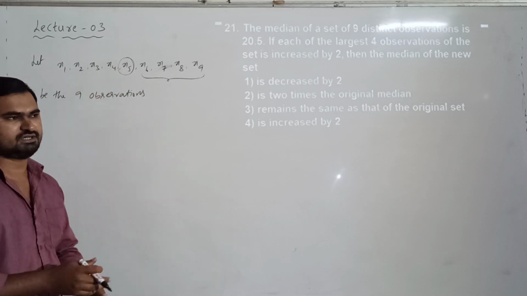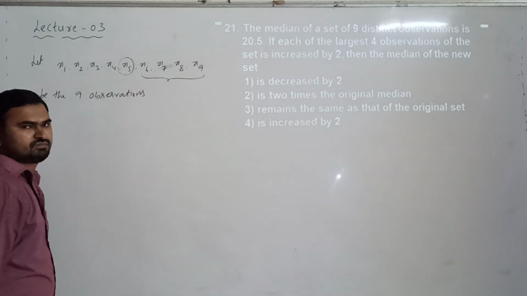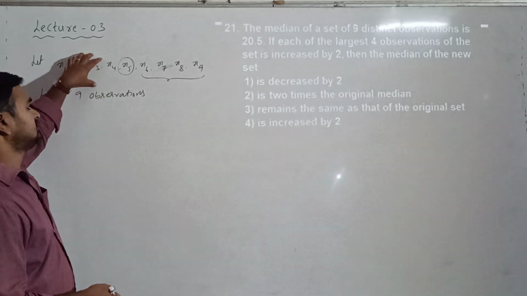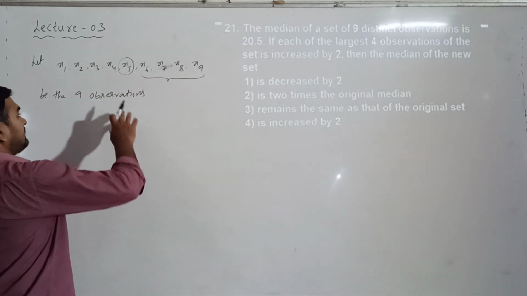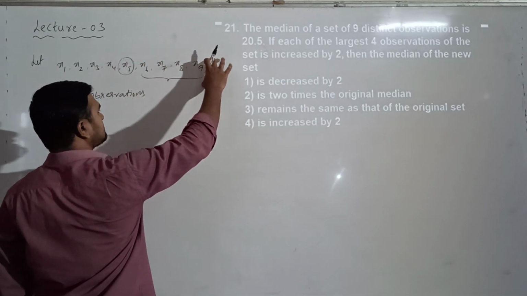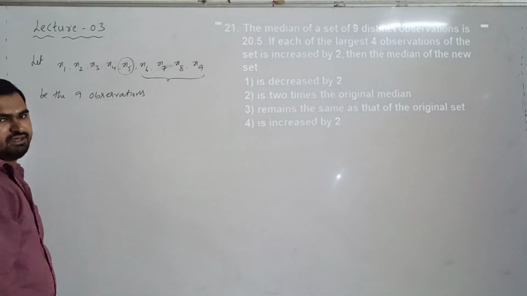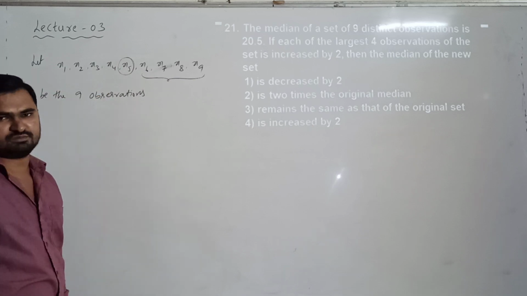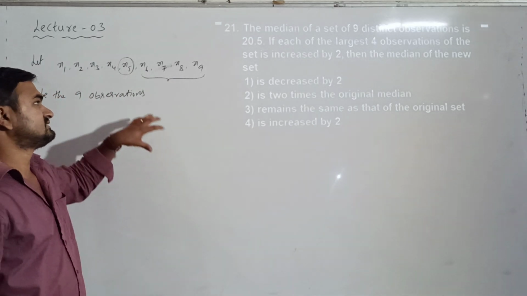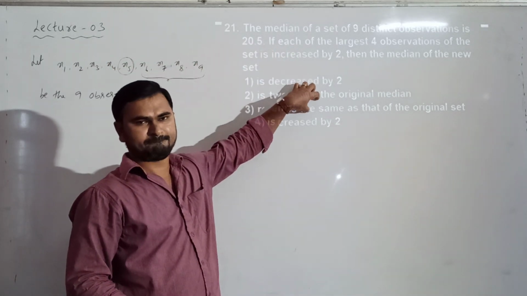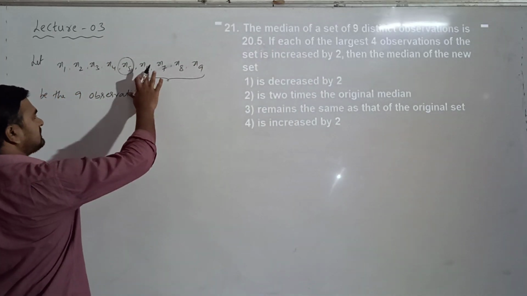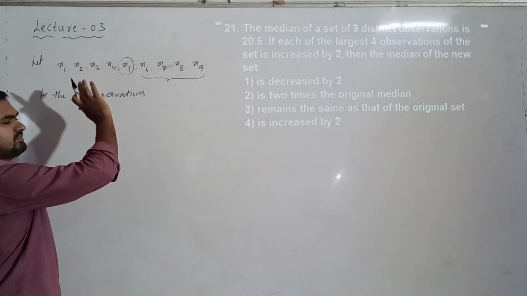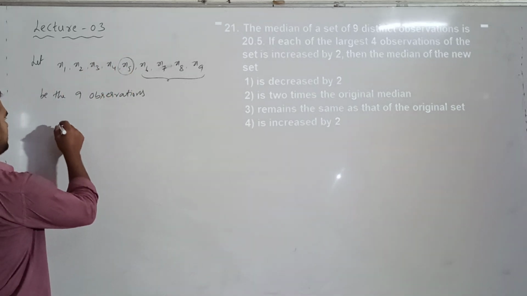No, it will not affect it, because first we arranged all these in ascending order. Now when they are arranged in ascending order, even if we increase these last 4 values, they will always be more than X5. So for the new data also, the middle term will be X5 only. The middle term is the same, which means the median remains the same. The last 4 observations can be increased by any quantity; still, the middle term remains the same. So the median remains the same here.